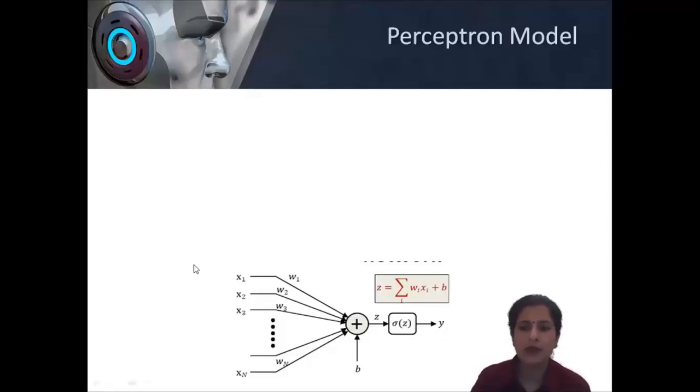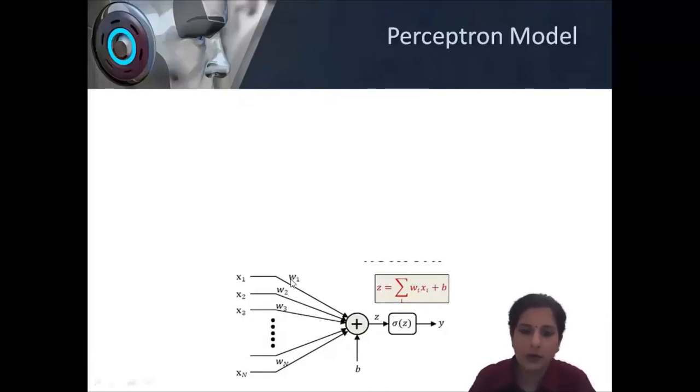Similarly, when I talk about inputs, the inputs given to the MP model were binary in nature, either 0 or 1. But in the case of perceptron, the inputs could be 1 and minus 1, that is bipolar, or they could be real valued inputs.